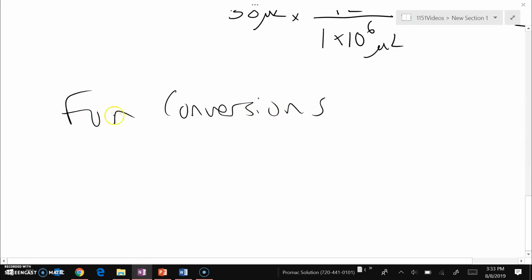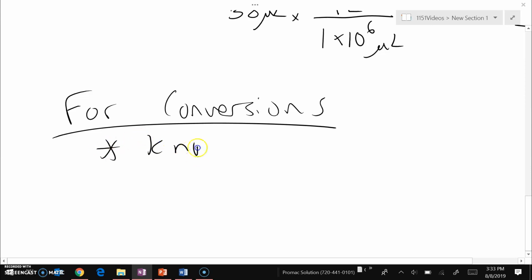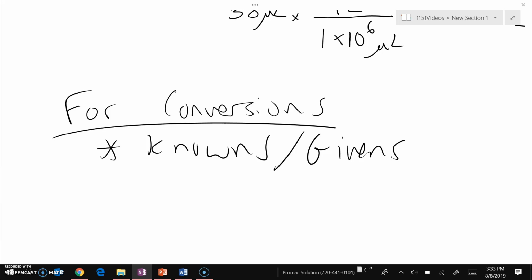So for any conversion, just one last thing here, for conversions, this is with the metric prefixes, or if you're doing centimeters to inches, or pounds to kilograms, anything. For conversions, always write your knowns, your givens, okay? It might take a second to write down milli is 10 to the negative 3. It might take a second to write out how many centimeters are in an inch, but always write them out. Always write out what you're trying to find.